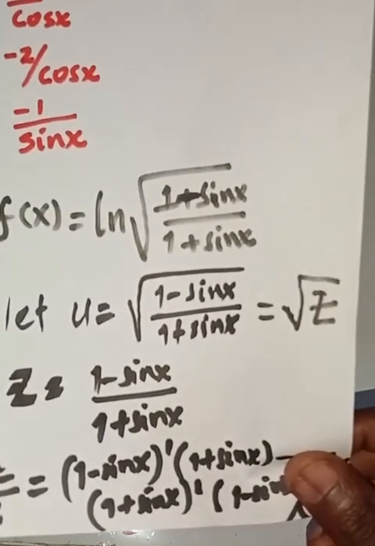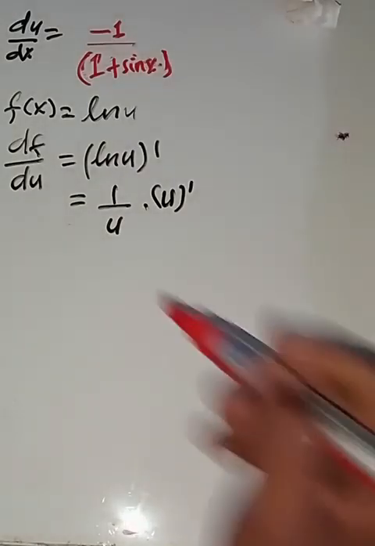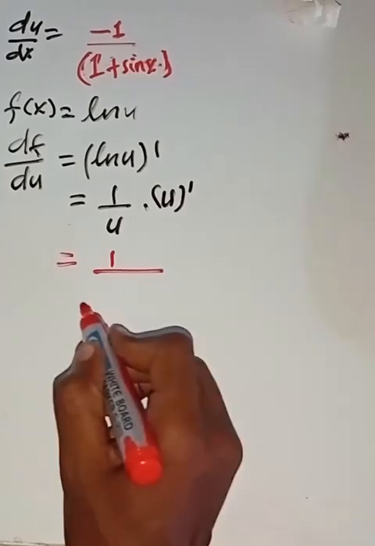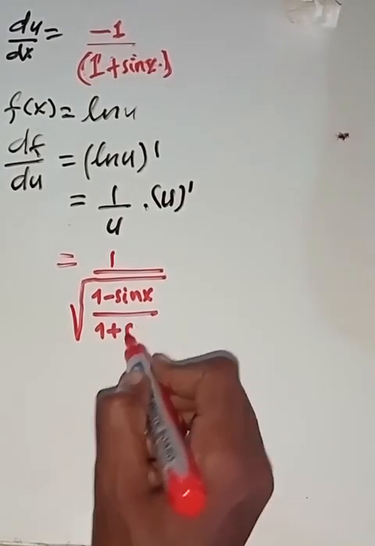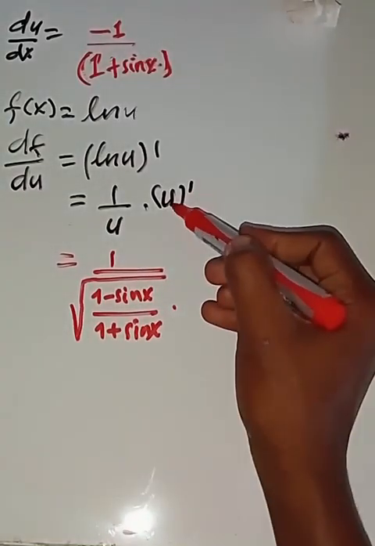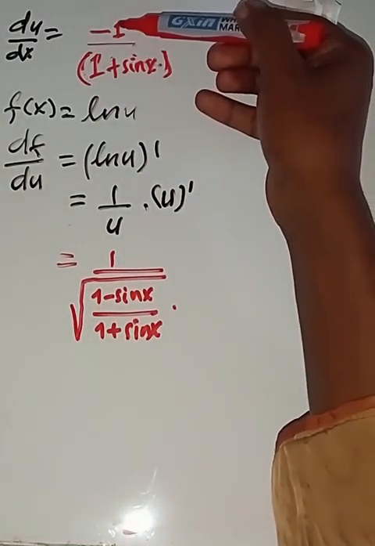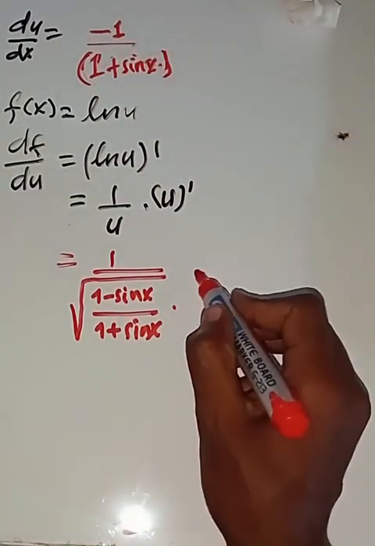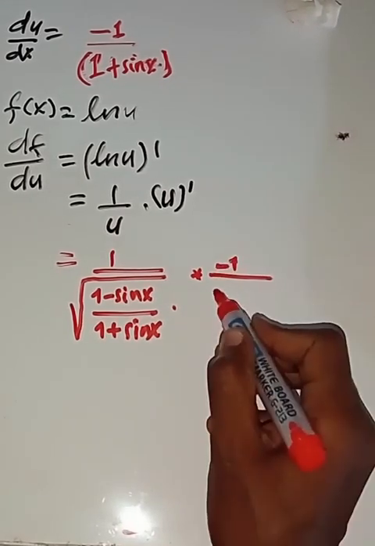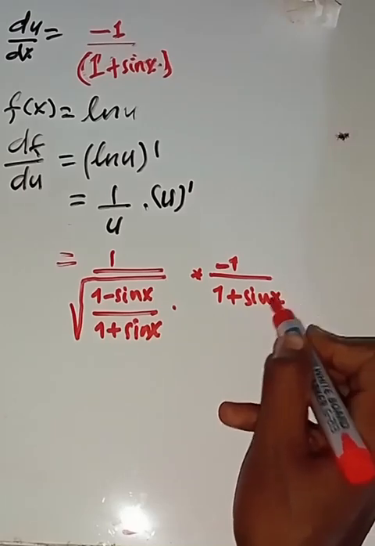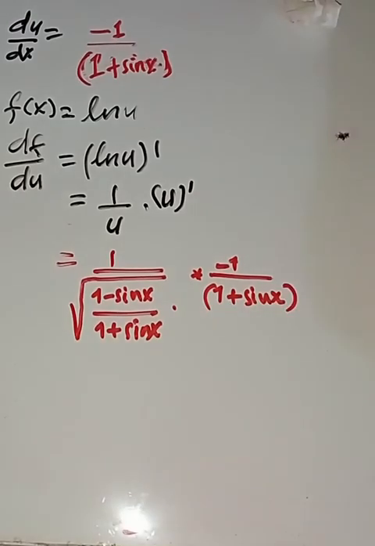So what is u? It is equal to the radical of (1 minus sine of x) over (1 plus sine of x). So we can see this one as 1 over the radical of (1 minus sine of x) over (1 plus sine of x). What is the u derivative? It is equal to this one, negative 1 over 1 plus sine of x. So this is times negative 1 over 1 plus sine of x.